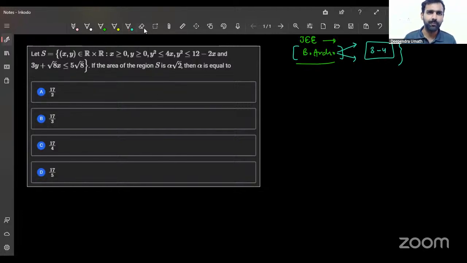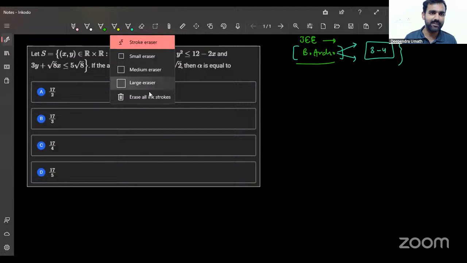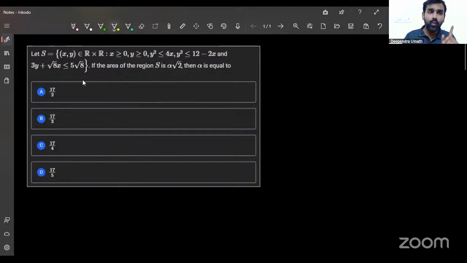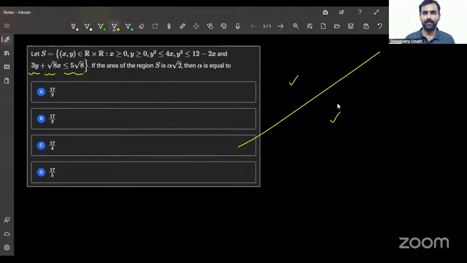Let's get back to our discussion. What we all were having is that there is one more inequation given to us, that is 3y plus under root x is less than or equal to 5 root 8. Now, what does it mean? It means there is a straight line. Now, straight line and there is an inequality. So this is not an equation, this is an inequality. So above it or below it, because there is no equal sign.